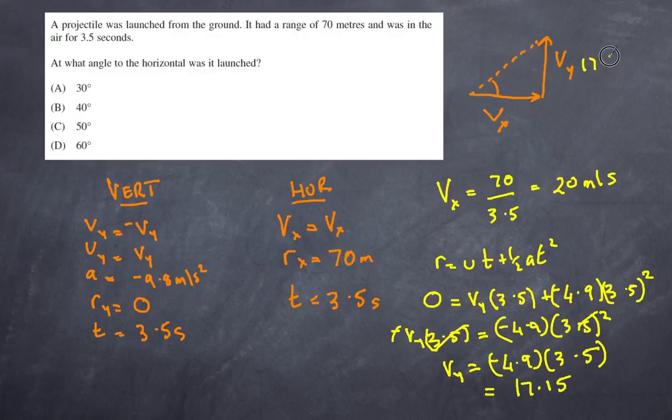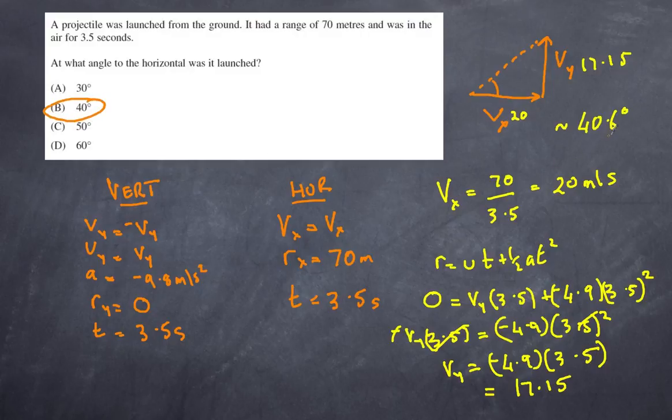I've got 17.15 for the vertical. I already have 20 for this. And if I use the inverse tan, I'm going to get approximately 40.6 degrees. And so the answer here is B.